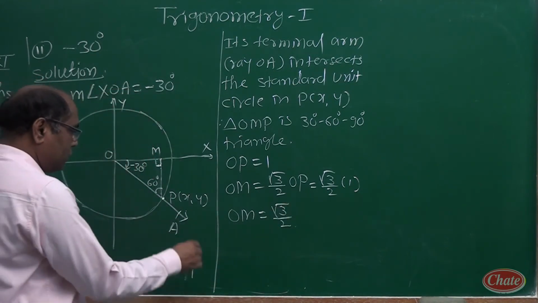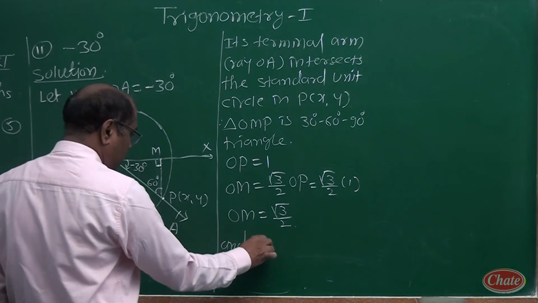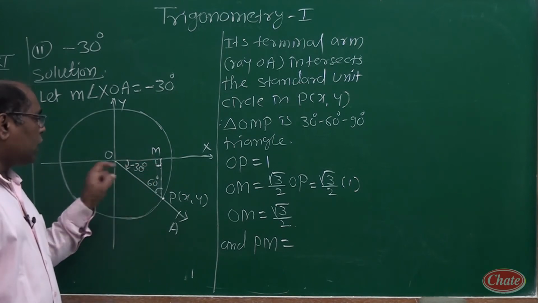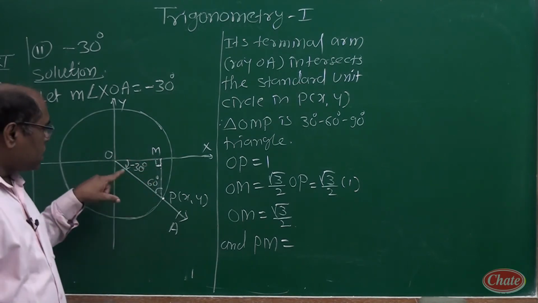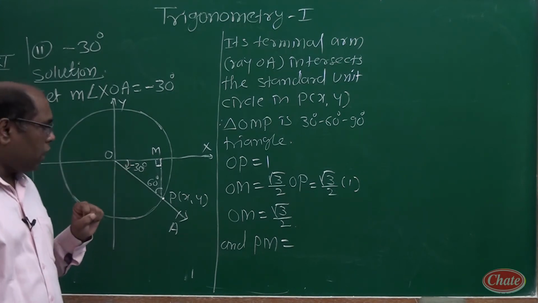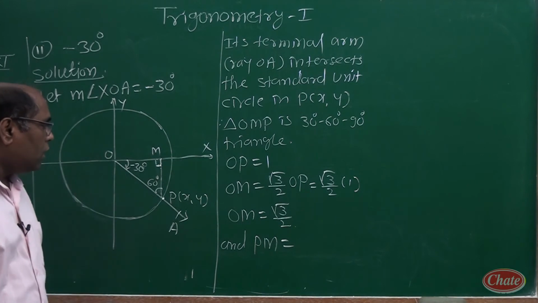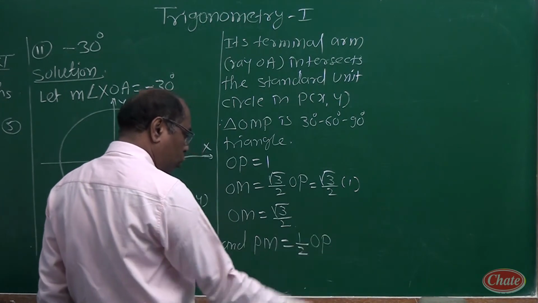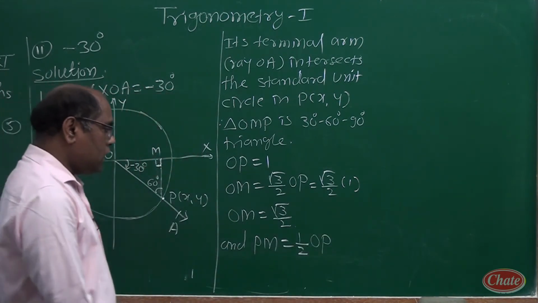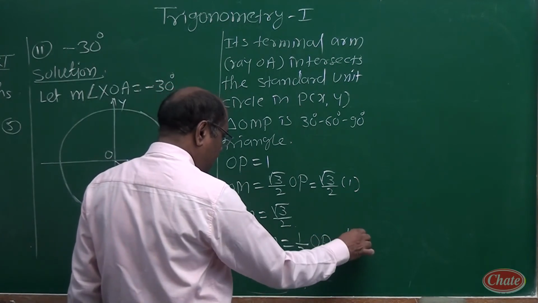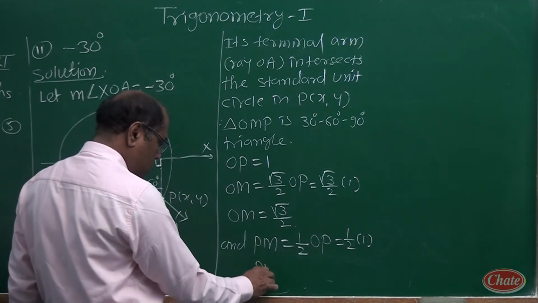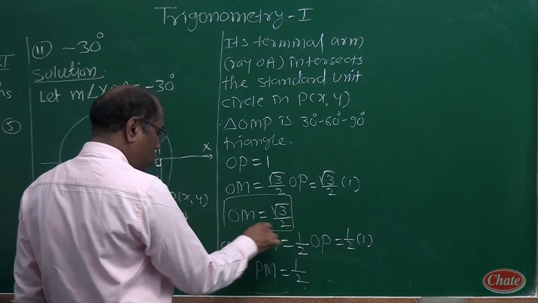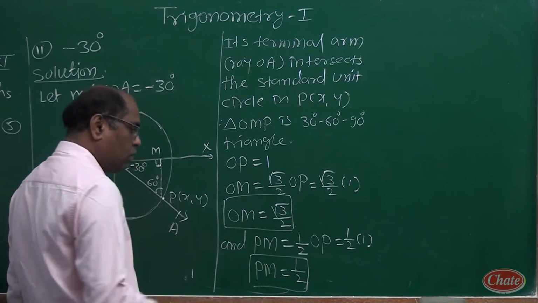Okay, and PM is the side of this triangle opposite to 30 degree. For the triangle, this is the angle of measure 30 degree. So this is the side opposite to 30 degree, and that is equal to half of the hypotenuse, 1 by 2 times the hypotenuse. Now OP is equal to 1, so that is equal to 1 by 2 into 1. Therefore PM is equal to 1 by 2. So OM is root 3 by 2, PM is 1 by 2.